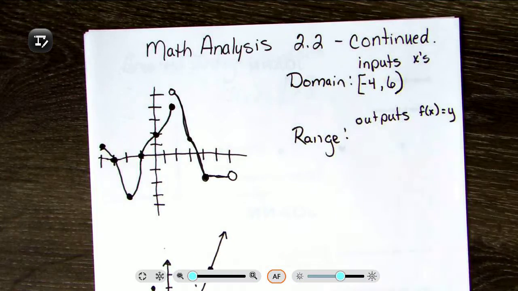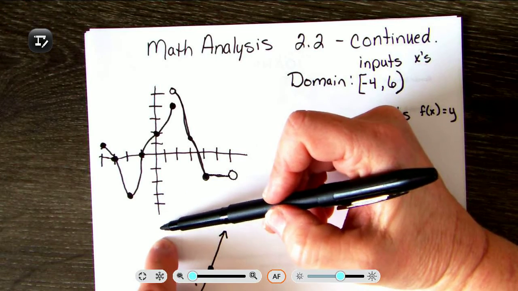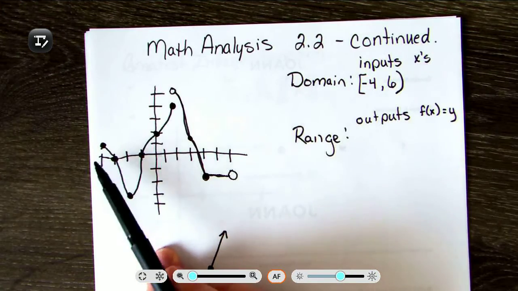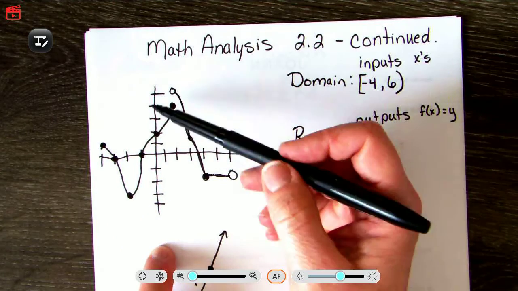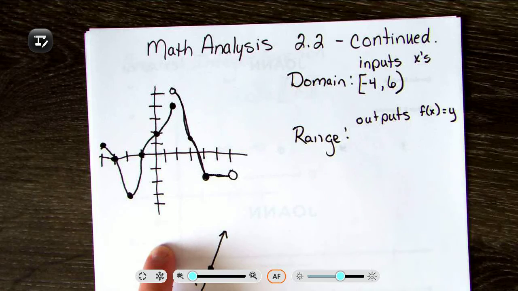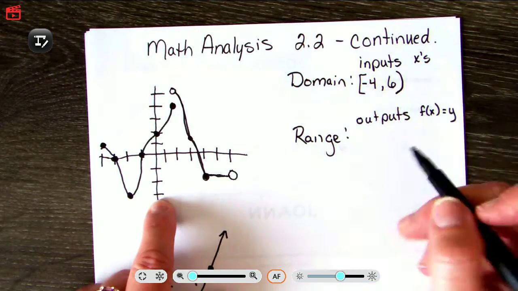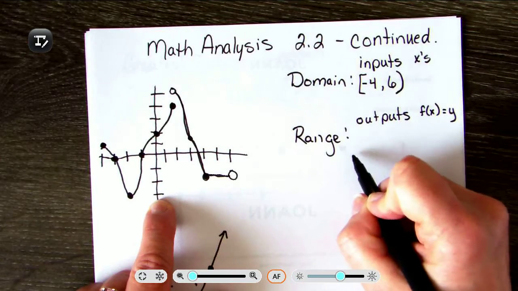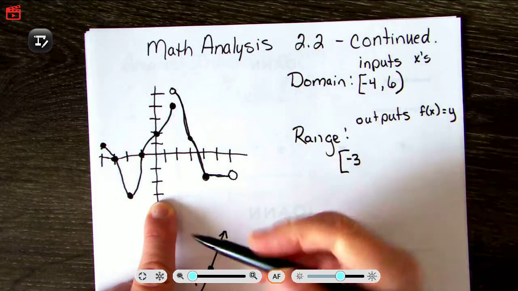Now the range is what did we get out. So now I'm going to look along the y-axis, starting at the bottom, because that's the negatives. When we read the x's, we go left to right. When we read the y's, we start at the bottom and go to the top. I'm going to be looking to the left and right to see if I have values coming out. The smallest y value I have is right here, and that's at -3. I do get that value, so I will include it.